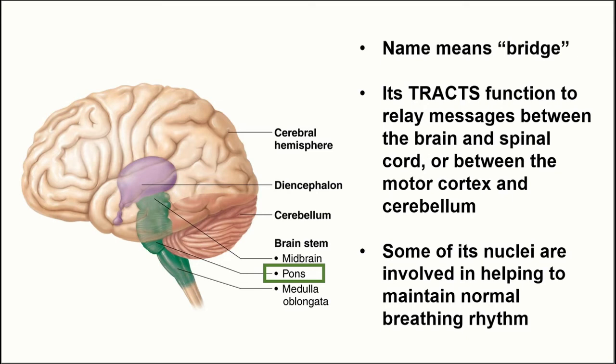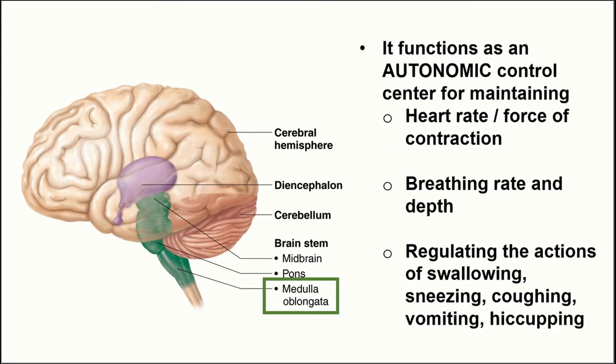Some of the nuclei within the pons are also involved in maintaining a normal breathing rhythm. This is a function that's coordinated with the medulla oblongata as well. The pons and the medulla have these centers, these nuclei, that assist in coordinating and maintaining a normal breathing rhythm.